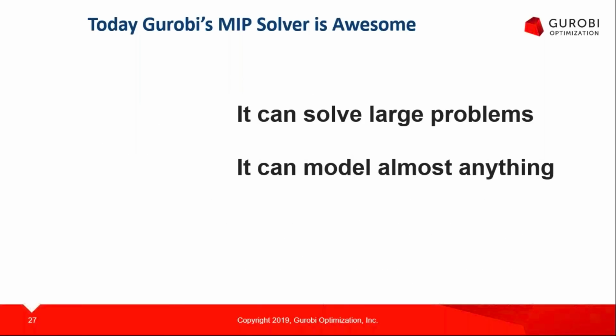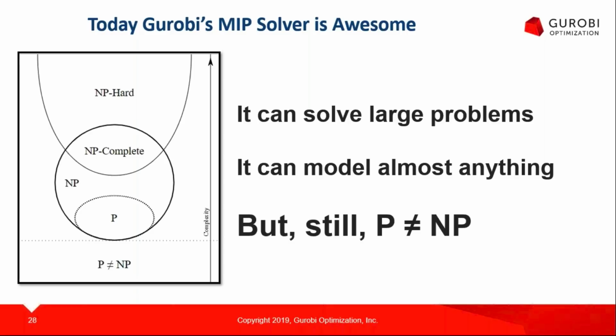And the other problem, to be quite frank, is just the fact that Gurobi's MIP solver is awesome. It does great things. It can solve huge problems, and the benefit of mixed integer programming is you can model almost anything. So it has this incredible amount of flexibility. And where this gets us in trouble is the fact that P still does not equal NP, so we're still bumping up against some of those limitations, and it gets us in trouble in design.